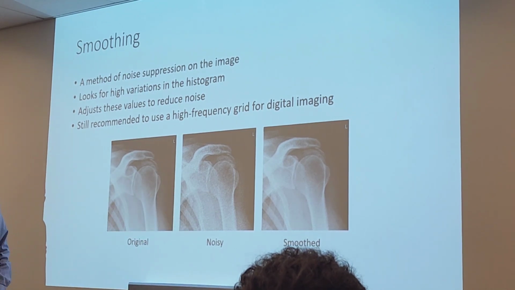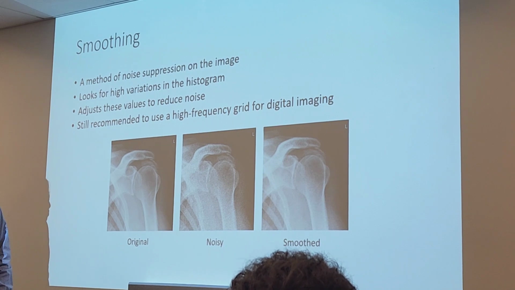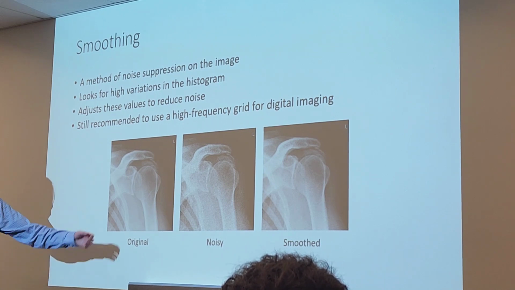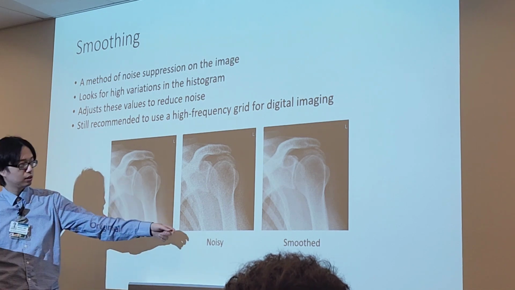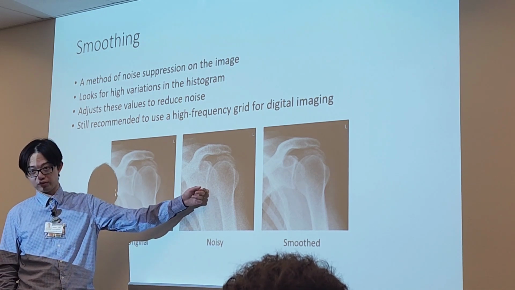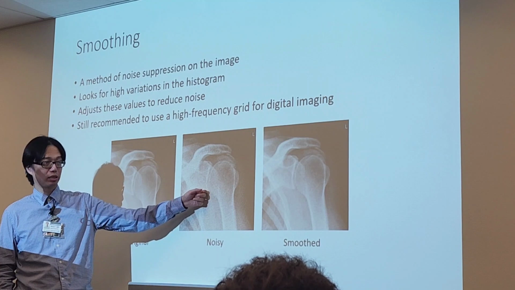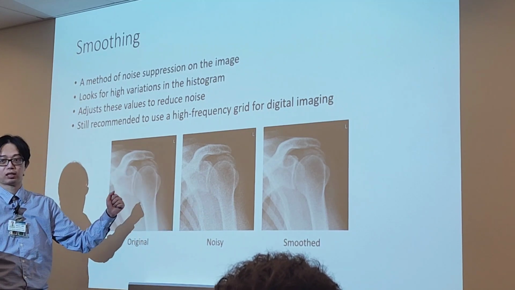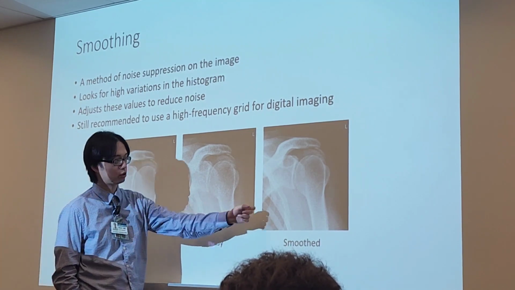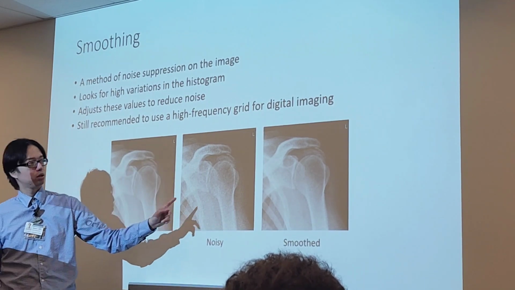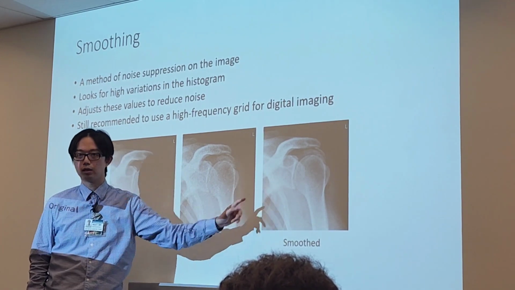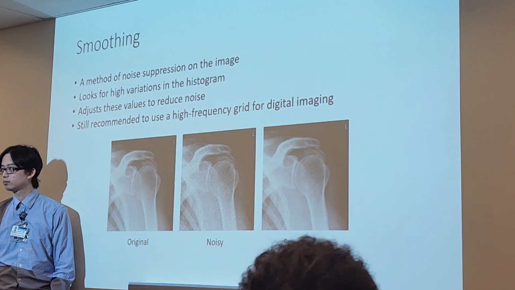Sir, can I ask a question? Yes. The original is so good, why did you make it noisy and then smooth? So this is a shot with correct kVp and mAs. This is an X-ray with incorrect kVp and mAs. Instead of shooting the patient a second time to get the correct kVp and mAs, you could just try to smooth the image. It's not going to look as good, but it looks better, and you don't reshoot the patient.